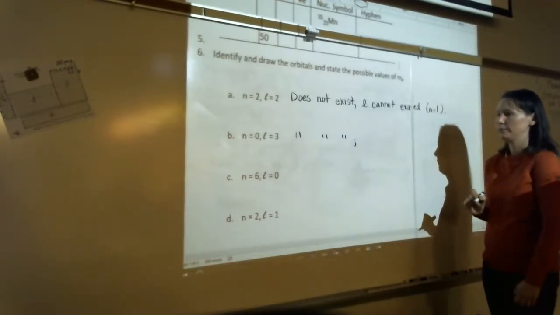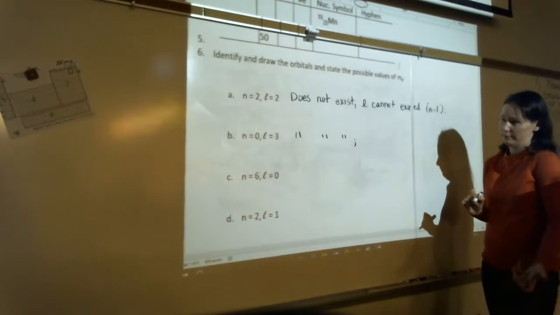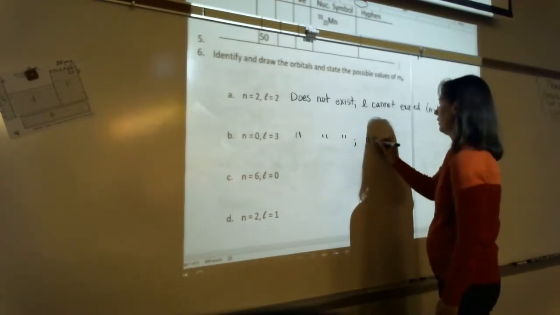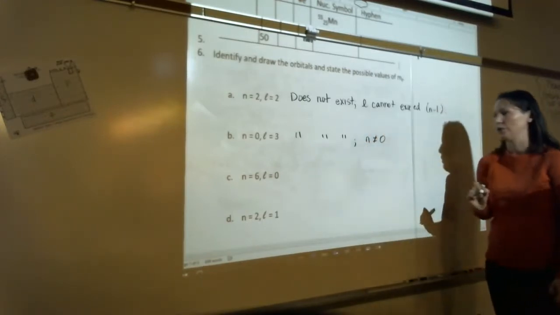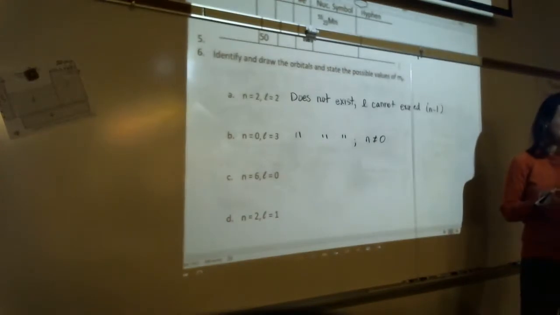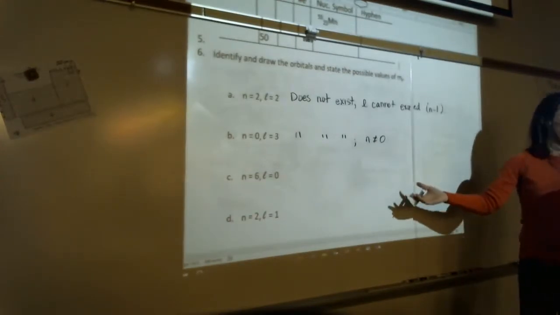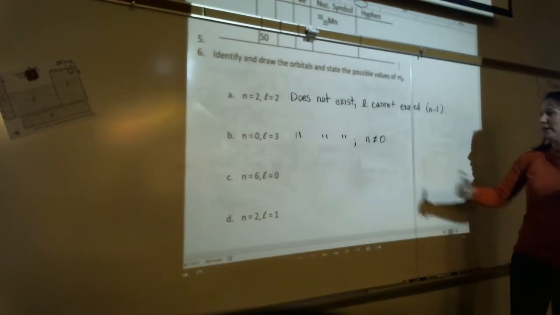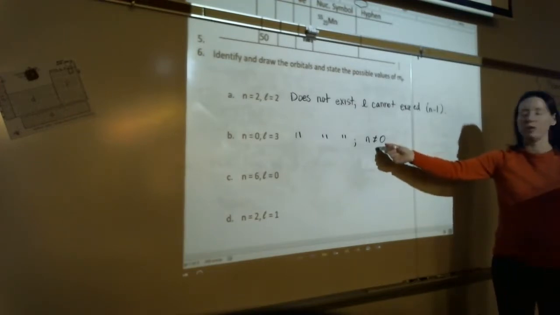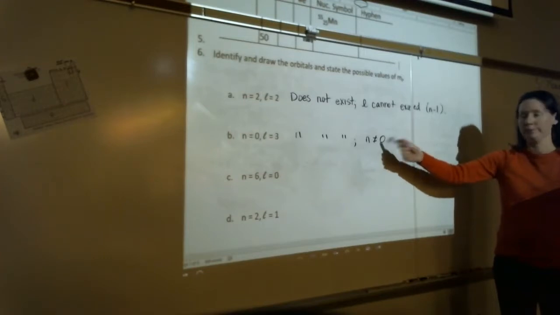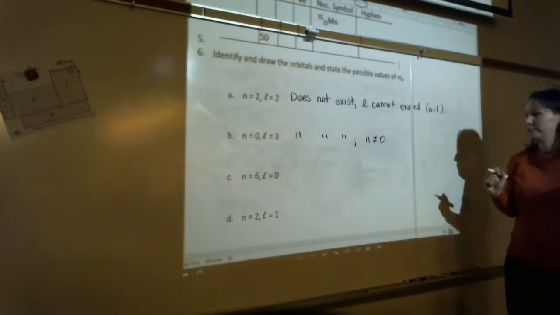Why is the reason? Well, because you can't have n equals 0. n cannot equal 0, right? If I said draw a circle with a radius of 0, there you have it. If I said draw a line 0 centimeters long, okay, there it is. n is the radius. So you can't have a circle with a radius of 0. So n can never be 0.